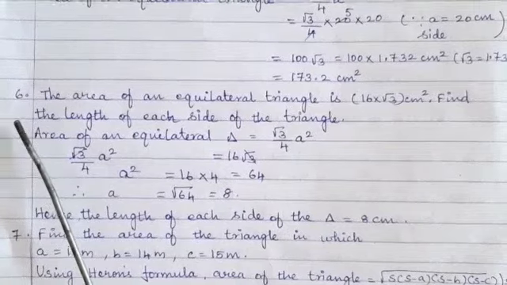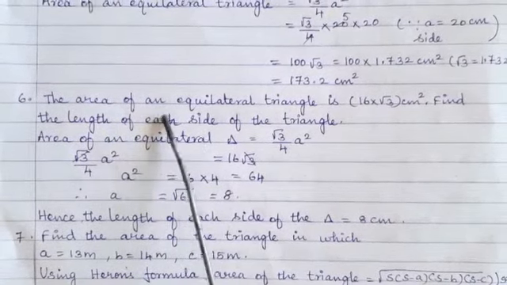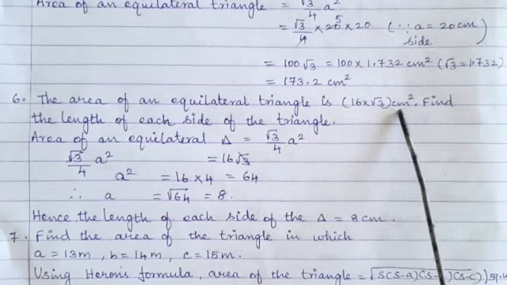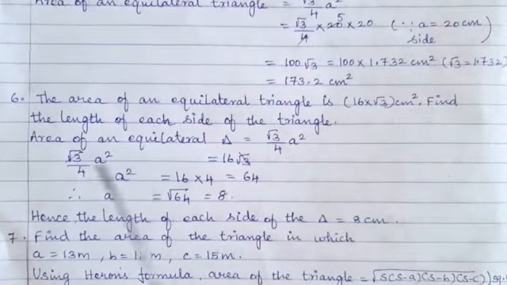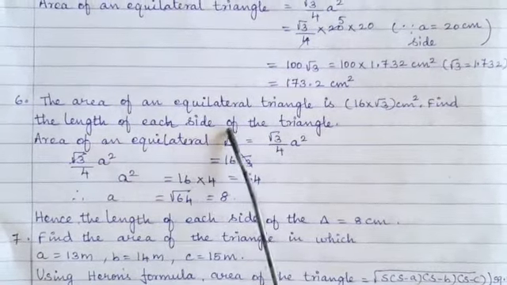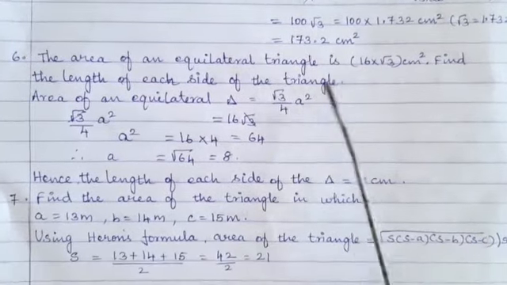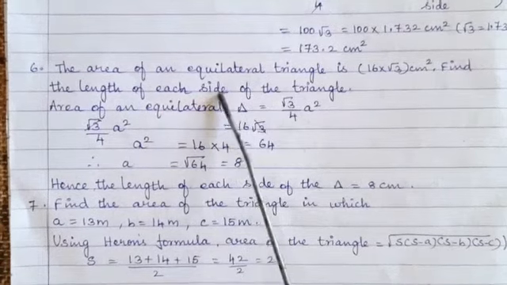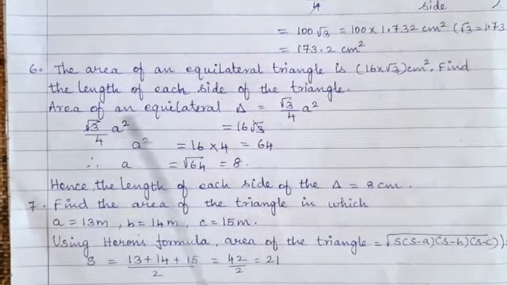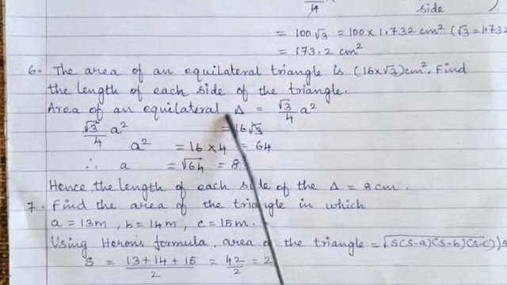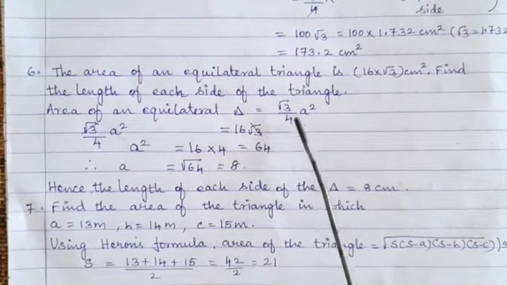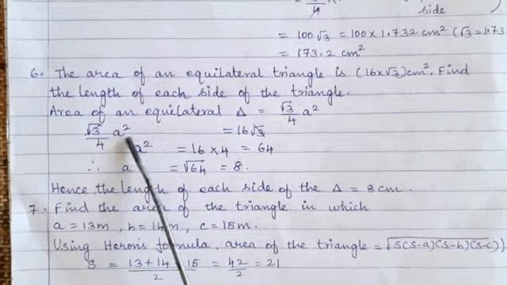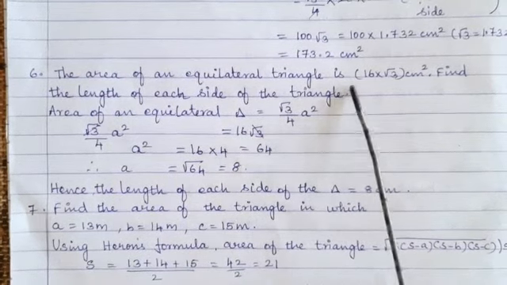Question number 6. The area of an equilateral triangle is 16 into root 3 centimeter square. Find the length of each side of the triangle. In the question, area of an equilateral triangle is given. Now we have to find the side of the triangle. Write the formula first. Area of an equilateral triangle is equal to root 3 by 4 into a squared. So root 3 by 4 into a squared is 16 root 3. It is given in the question.